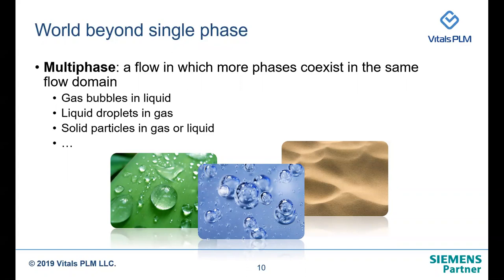Here we see some examples. The first example we see here is a water droplet on a green leaf in the surrounding air. That is an example of a liquid droplet in a gas. And the second example we see here is gas bubbles in liquid. A typical example one can think of is a soda in a glass, where you see the bubbles rising in the soda. And the final example we see here is sand particles in a desert in air.